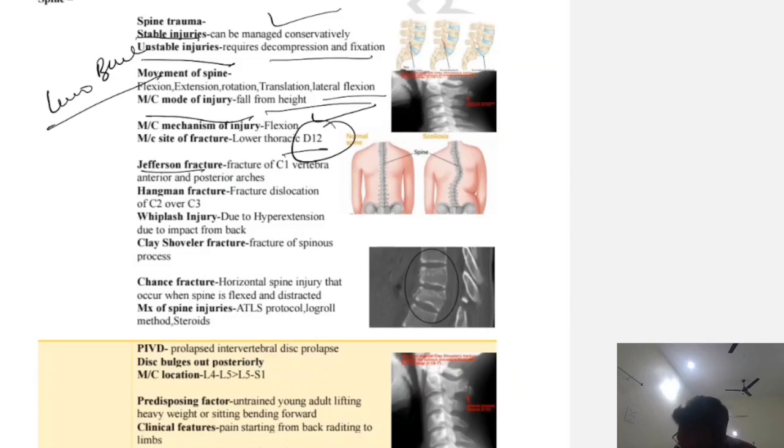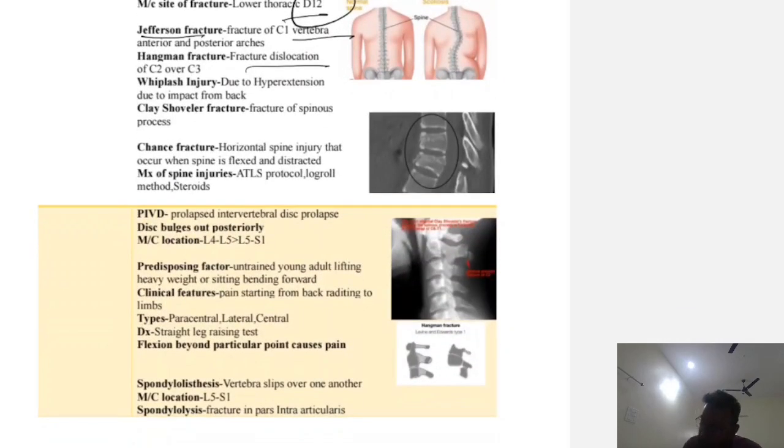Now Jefferson fracture: fracture of C1 vertebra. Hangman fracture is fracture dislocation of C2 over C3. Whiplash injury is due to hyperextension. Clay shoveler's fracture is fracture of the spinous process. So you have to remember all these terms. Chance fracture is a horizontal spine injury that occurs when the spine is flexed and distracted.